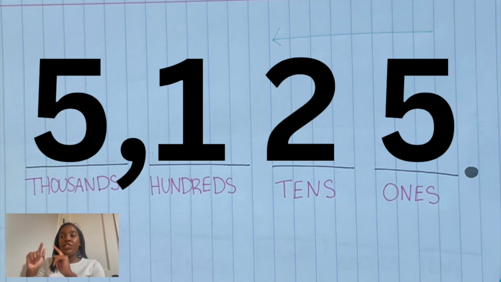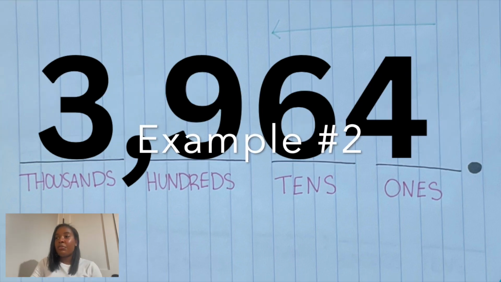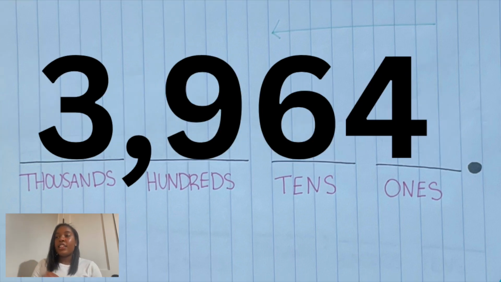So this is 2, so 20. In the ones place, we just say that number as it is. We have a 5 above the ones place, so that's just 5. So 25. So the whole number is 5,125.